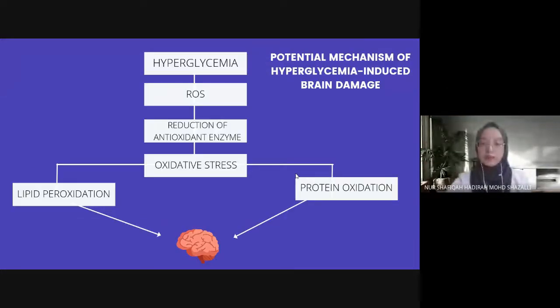Before I go into detail, I will briefly explain the potential mechanism of hyperglycemia-induced brain damage. Hyperglycemia can induce the elevation of reactive oxygen species and reduce the antioxidant enzymes, which can further lead to oxidative stress. Oxidative stress can induce brain cellular damage through various ways such as lipid peroxidation and brain protein oxidation.